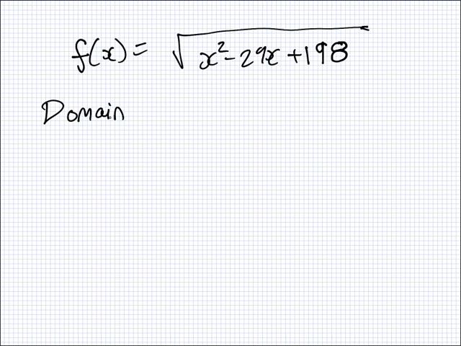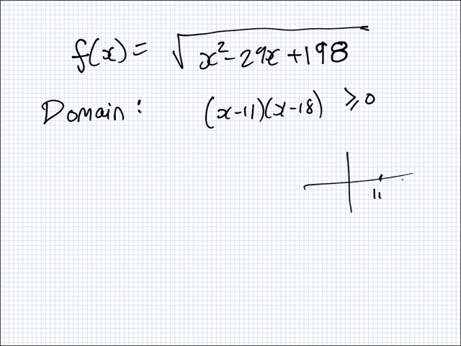So what's the key step to getting this started? Does it have factors? Yeah, what are they? x minus 11, x minus 18. Yeah, but how does that help us get the domain? Yeah, it should be greater than 0. You need this to be greater than or equal to 0, because you can't take the root of a negative.